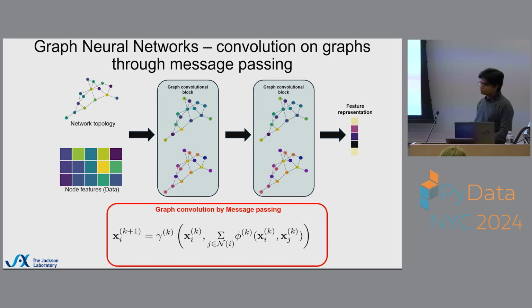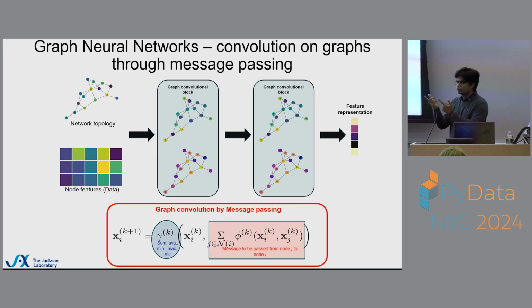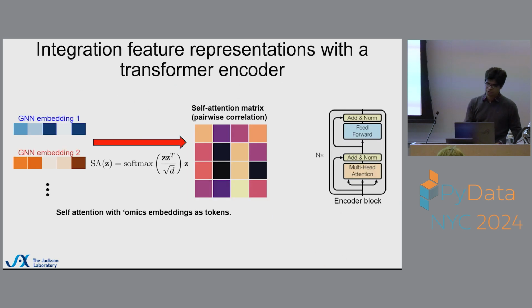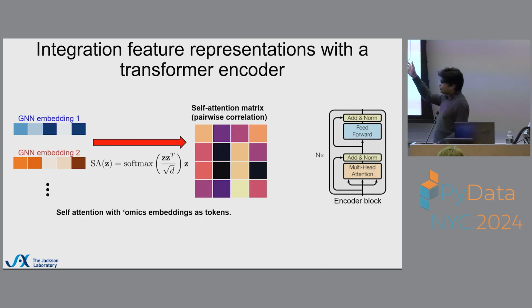You pass messages between the neighbors of your nodes, and then you aggregate all of those messages through some sort of permutation-invariant function like a sum or an average. So you set up a feature extraction, collect all of those feature extractors, and put them through a transformer encoder to integrate all of them together. Why a transformer encoder? Transformers rely on the self-attention mechanism. Self-attention is permutation invariant.